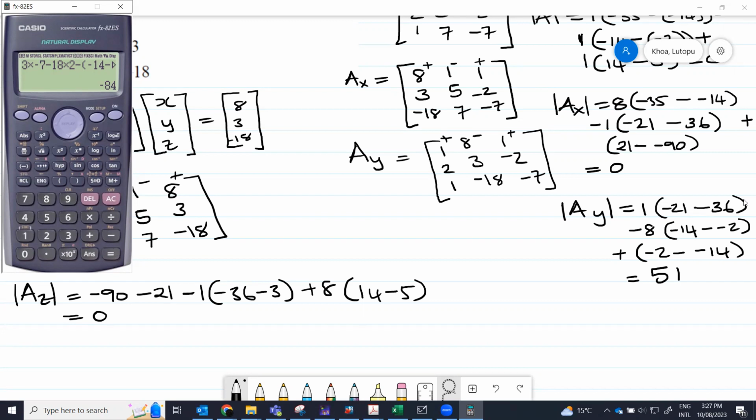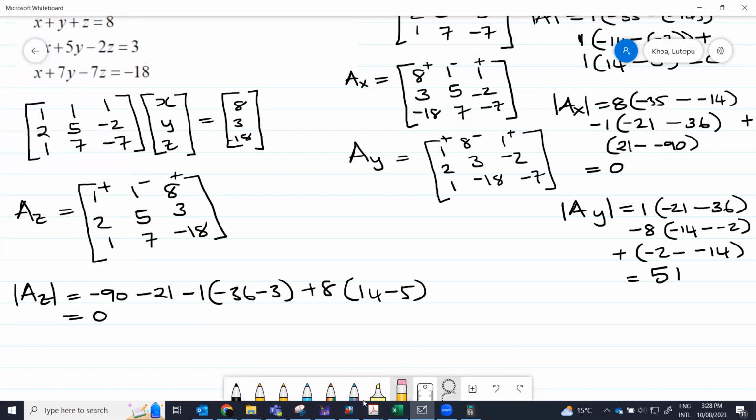Just see, did I write it correctly here? Okay, 7 times negative 7 times 3, then minus, okay, this is fine. Then minus 8 times negative 14, and minus negative 2, that's fine. And then the last one we have 2 times, so we remove this row and this column, so it should be negative 36. The last one here is the one that's not right.